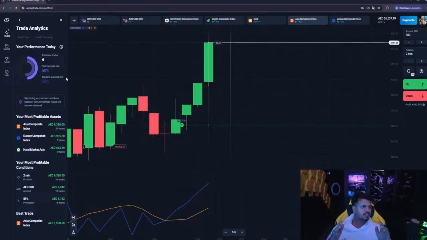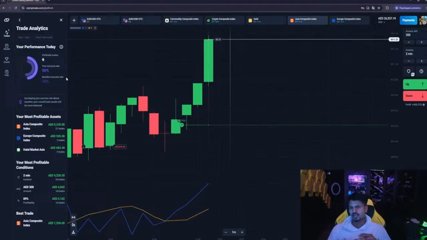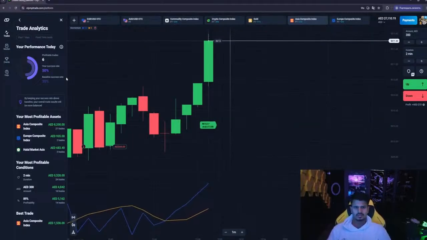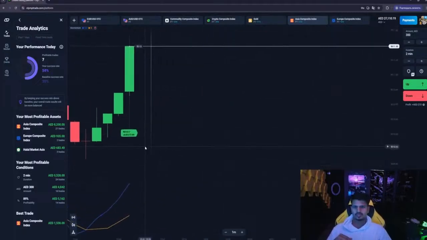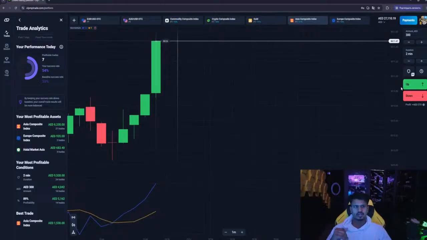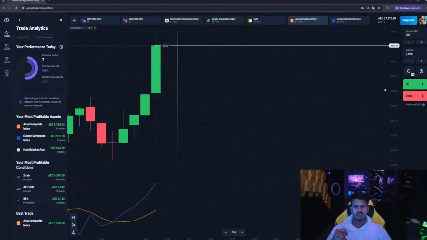How much percentage is that? 50 percentage right now. So it will try to change the direction, and here it is moving only in the upward direction. 8, 7, 6, 5, 4, 3, 2, 1, and it gave me the result already.